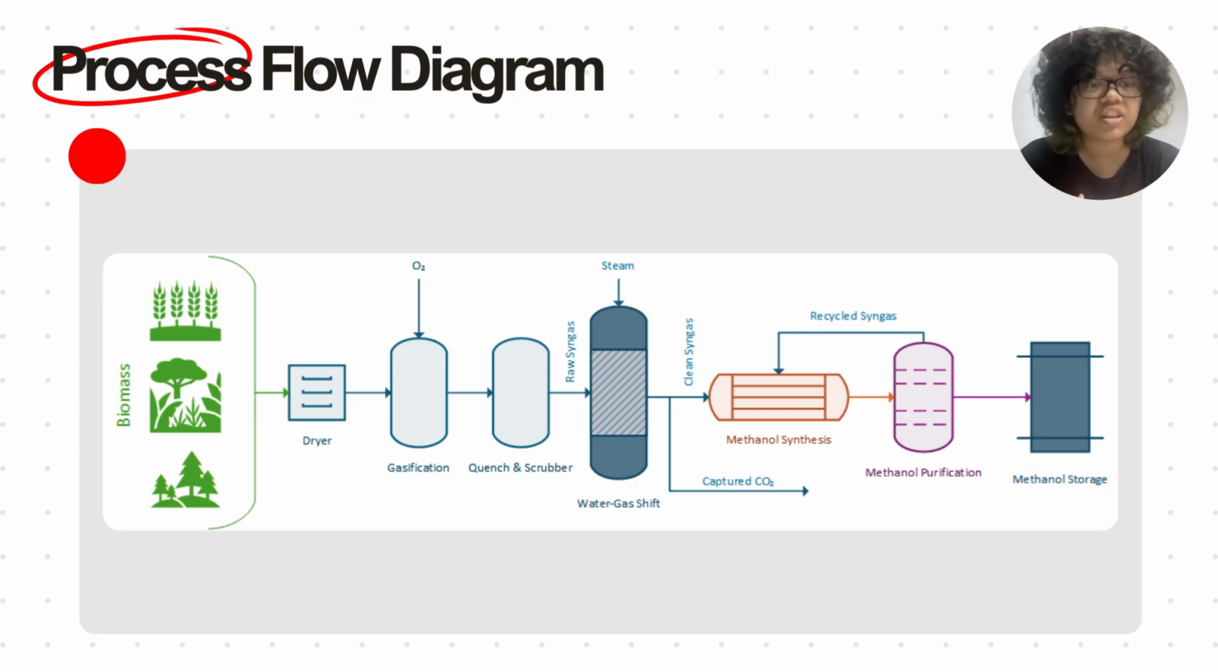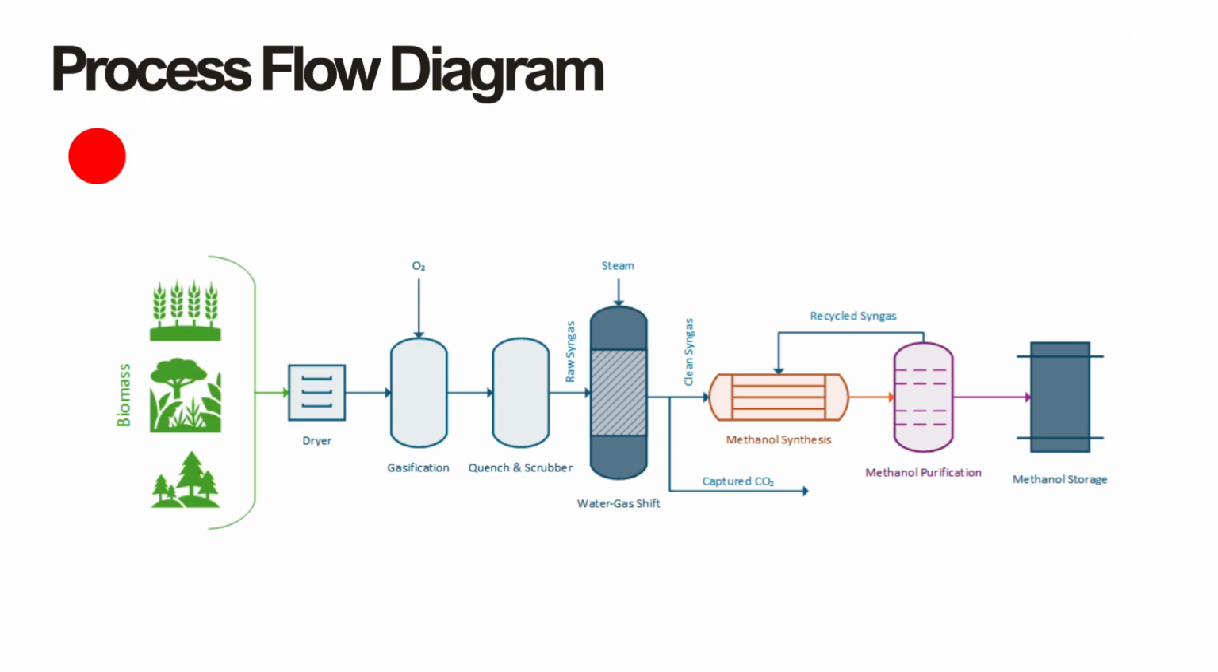In the purification, there may be unreacted syngas, which can be recycled back into the methanol synthesis reactor. After the methanol has been purified to its standard grade, it will go to the methanol storage.